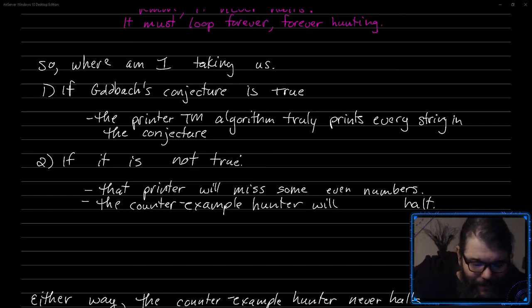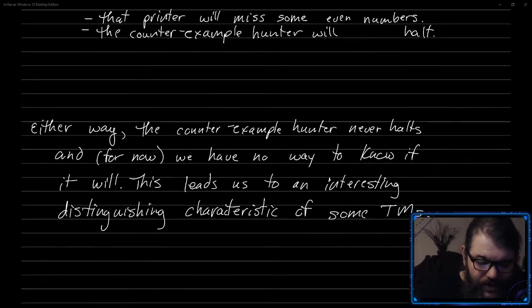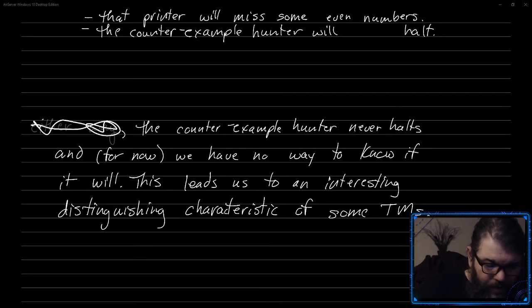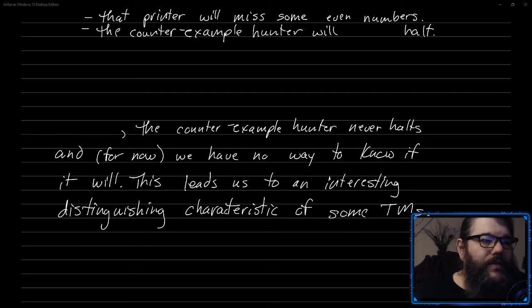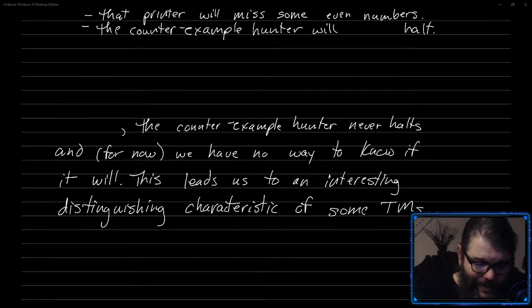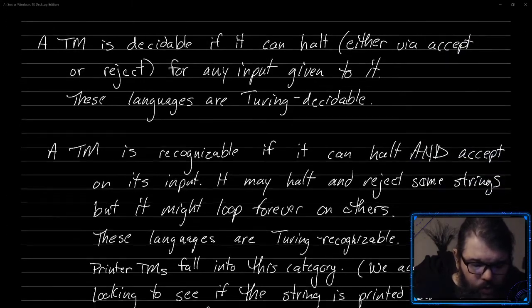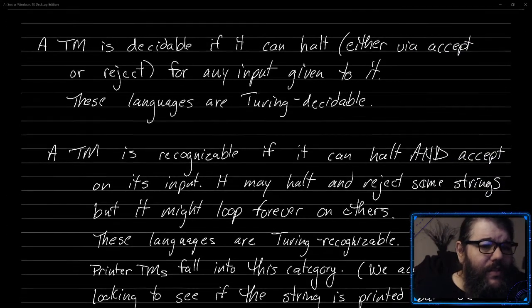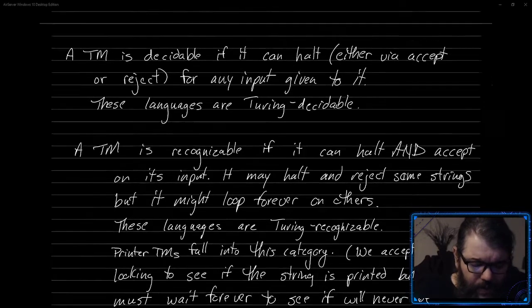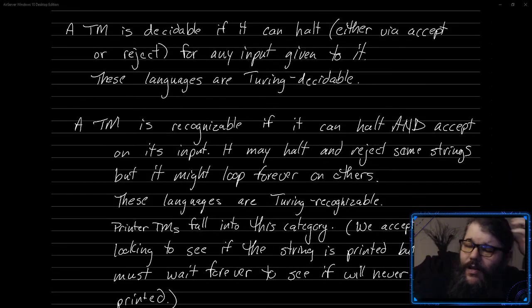My point is, there's a situation, and I say either way here, that's not quite right. There's a situation where the counterexample hunter never halts, and for now, we don't have any way to know if it will. And this leads us to interesting distinguishing characteristics of some Turing machines. So I'm going to describe two languages, or two types of Turing machines maybe, that describe two types of languages right now that are going to be used for almost the rest of our videos to describe interesting things.